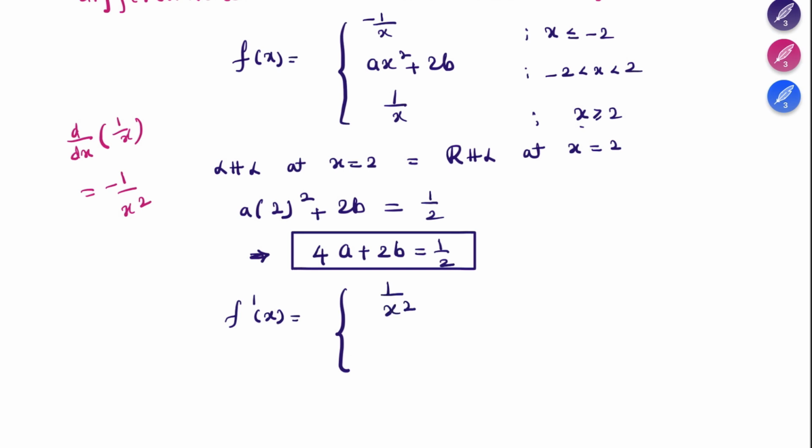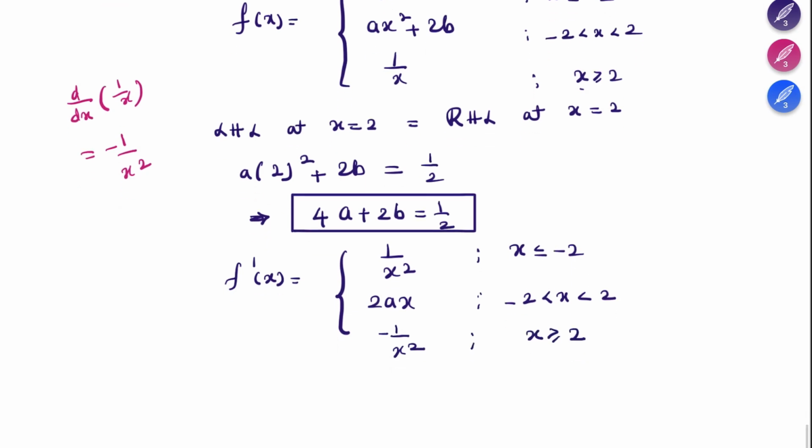So f dash x is 1 by x square for x less than or equal to minus 2. And in the case of minus 2 to 2, the function is ax square plus 2b and its derivative is 2ax, because the derivative of x square is 2x, and 2b is a constant, and the derivative of a constant is 0. Here minus 2 is less than x, x is less than plus 2. Now x is greater than or equal to 2, the function is 1 by x, and you know the 1 by x derivative, minus 1 by x square. So I will write minus 1 by x square, for x greater than or equal to 2. So we got the derivative function.